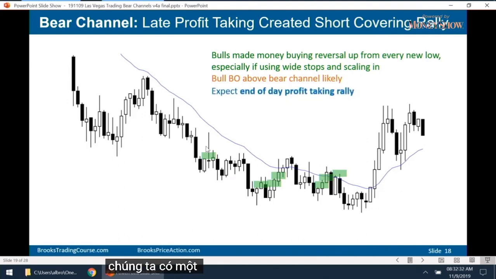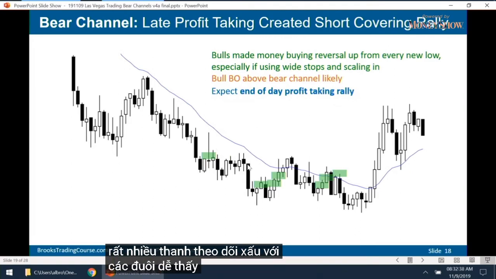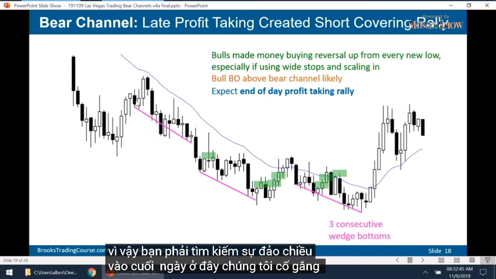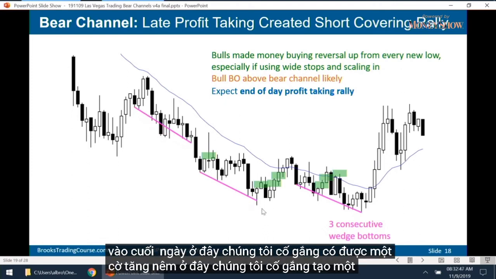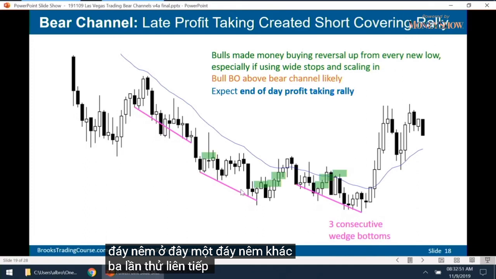So when you have a weak sell-off, bear bars having bad follow-through, lots of bars with prominent conspicuous tails, you're probably going to get profit taking. So you have to be looking for a reversal late in the day. Here we try to get a wedge bull flag. Here we try to get a wedge bottom. Here another wedge bottom. Three consecutive attempts at a wedge bottom. Usually you're going to get some kind of a reversal.